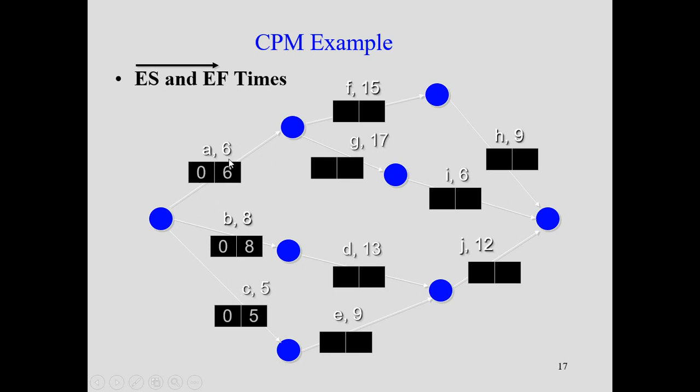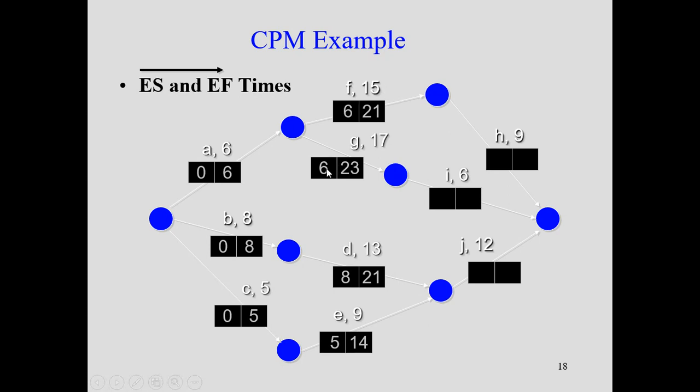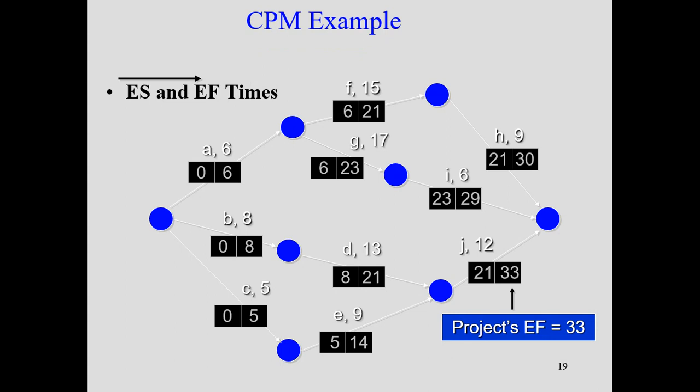The same thing can also be continued. For example, in this case, activity A will be finished at 6, so the starting point of this is supposed to be 6 here. 6 plus 15 will make 21. So this is 6 and 21. In the same way, this is 6 and 23. This activity is completed at 8, so 8 plus 13 will make 21. This activity is already finished at 5, so 5 plus 9 is 14. Then the same procedure will be continued for the remaining branches or activities. So we can find 23 and 29, 21 and 33, 21 and 30.